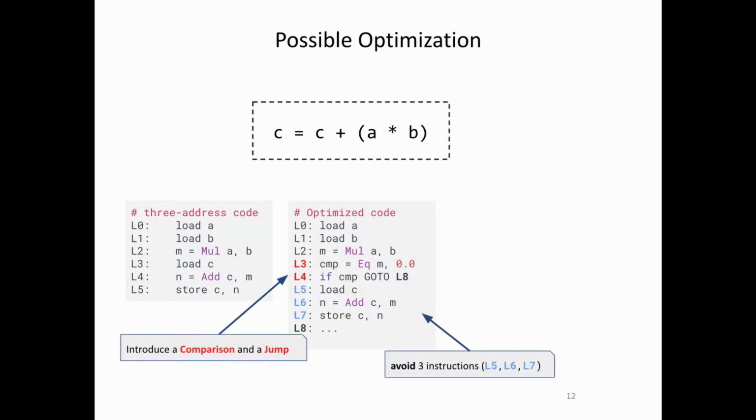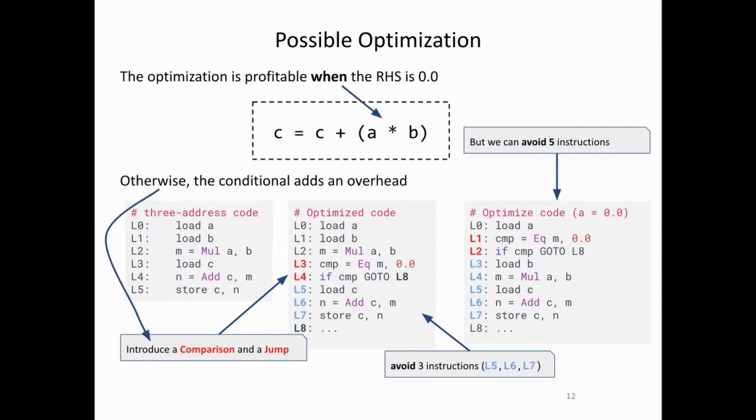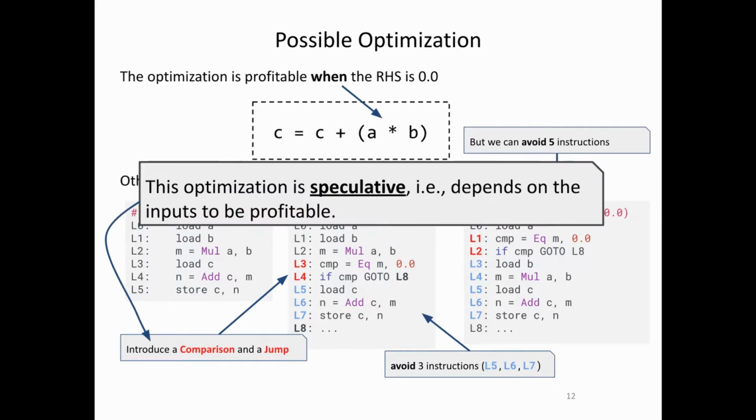But if we know that A, for instance, is 0, then we can avoid 5 instructions: the load from B, one multiplication, the load from C, one addition, and the final store. So this optimization is profitable when the right-hand side is 0. But if it is not, then we are adding an overhead to the original source code. So this optimization is said to be speculative, as it depends on the inputs to be profitable.